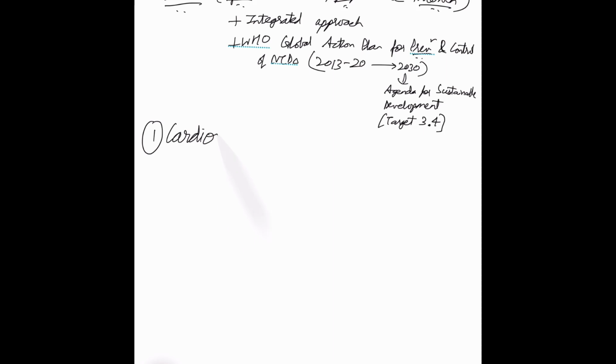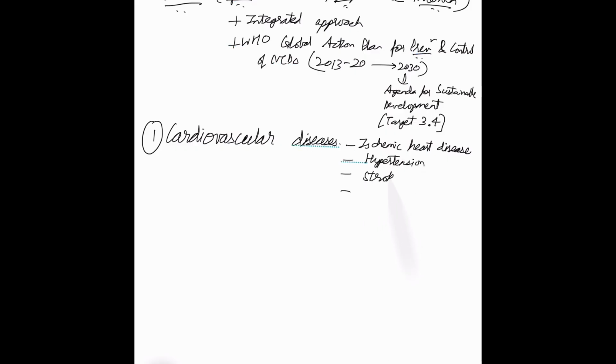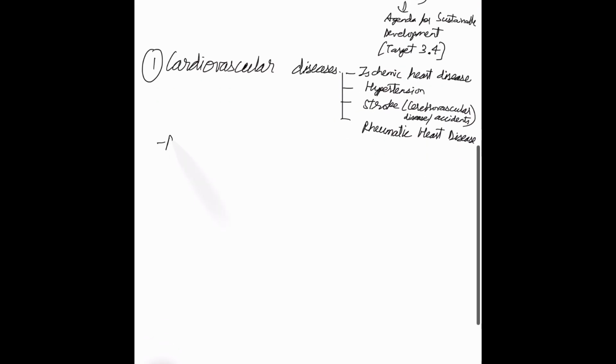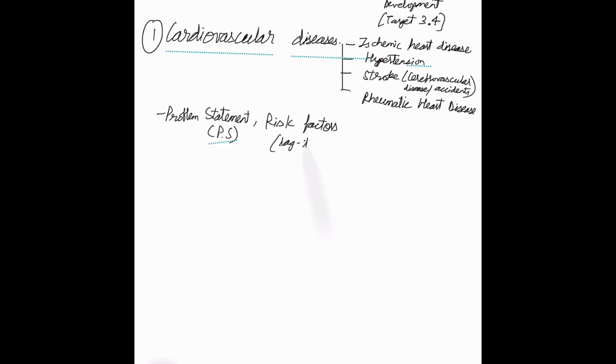We're now going to deal with our first non-communicable disease, cardiovascular diseases. The four main cardiovascular diseases relevant today are ischemic heart disease, hypertension, stroke or cerebrovascular disease or accidents, and rheumatic heart disease. So we should know the problem statement, the risk factors, and what is the lag time effect, for which is a very important table.